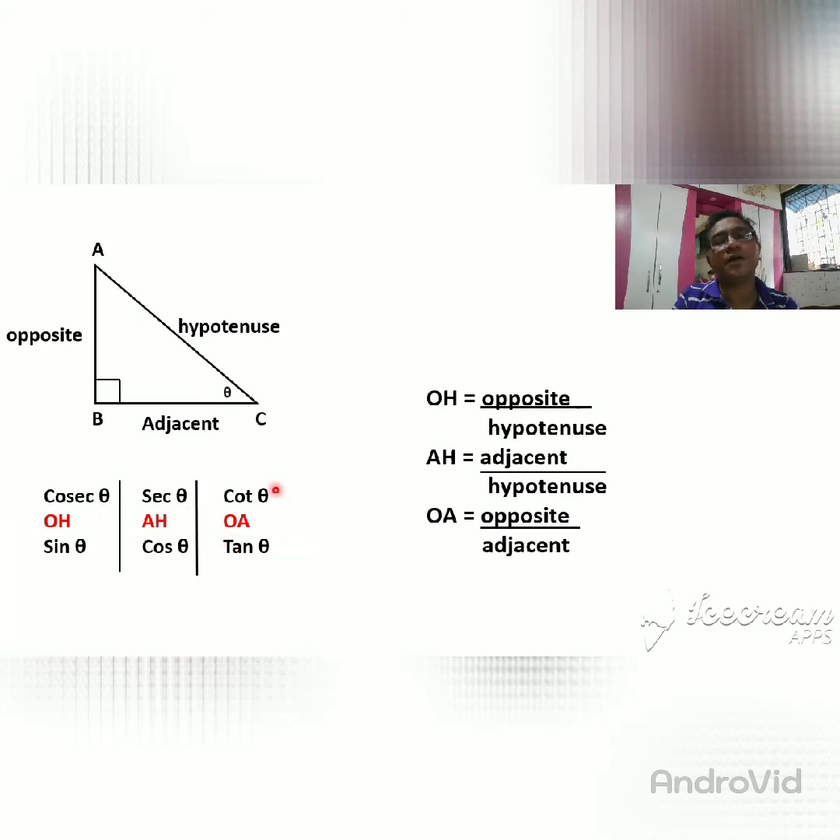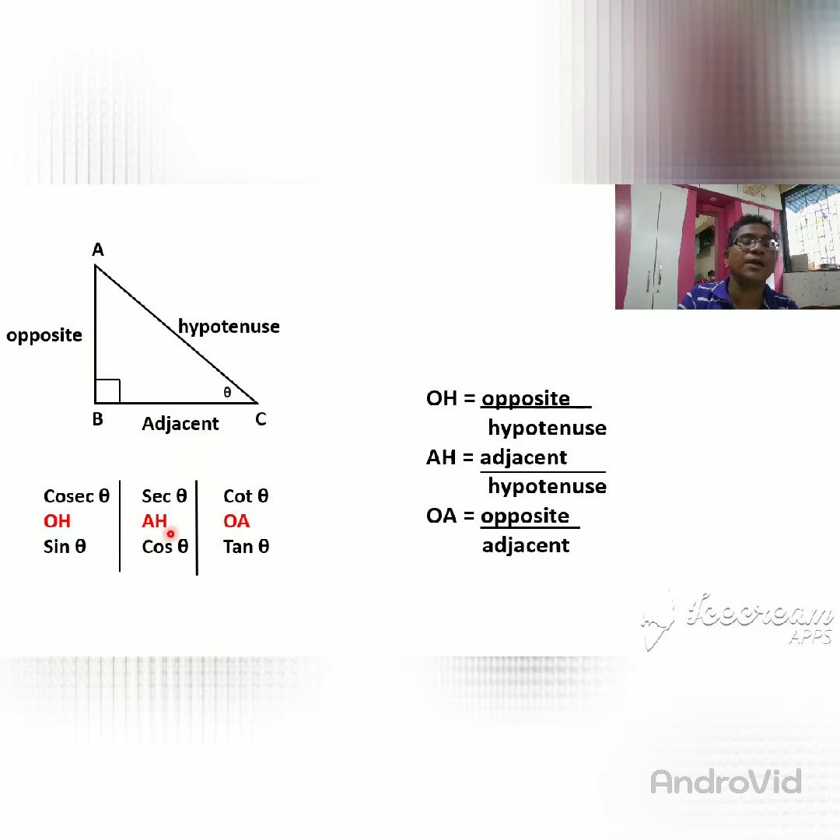Then for the upward positions you want to find out: adjacent divided by opposite is called cot. Cot means adjacent divided by opposite. This is totally the opposite of tan. Tan means opposite divided by adjacent, and cot means adjacent divided by opposite. So the adjacent is BC, divided by the opposite, which is AB. So BC upon AB. Okay, this is called cot.